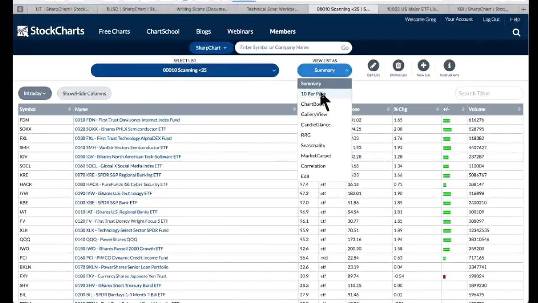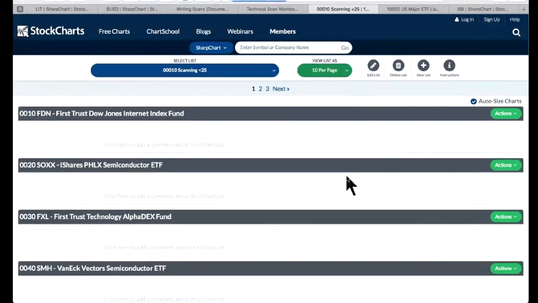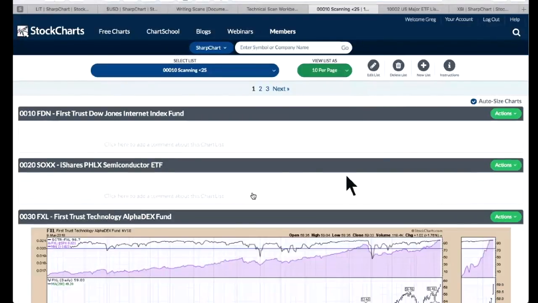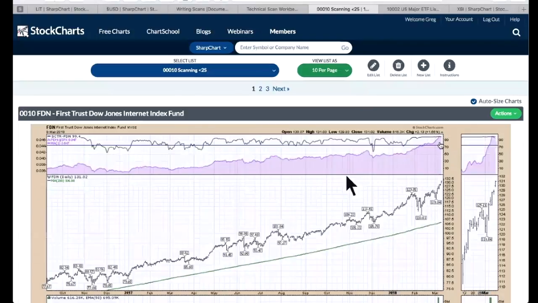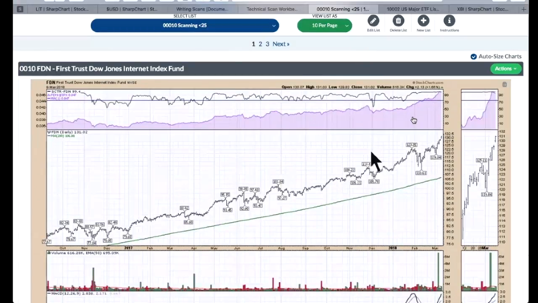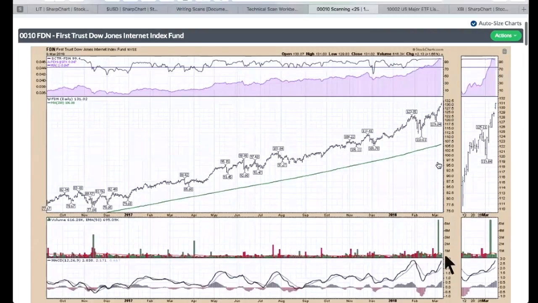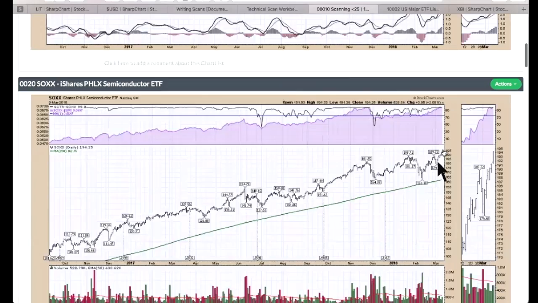So we go grab that and we go to 10 per page. And this internet index fund is clearly taking off. Look at the volume hitting it as it breaks out to new highs. So this is working really, really well. Now, whether or not it broke to new highs on Friday is not as important. It had to make a new high earlier in the month.